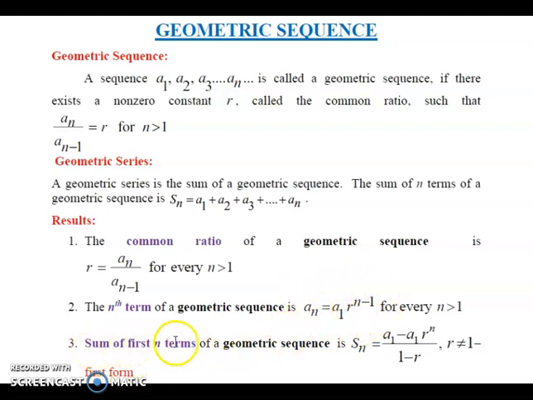The sum of the first n terms of a geometric sequence is Sn is equal to a1 minus a1 r power n divided by 1 minus r, where r is not equal to 1. This is the first form. In this, a1 is the first term of the geometric sequence, r is the common ratio. If we know these two values, we can find the sum of the first n terms of a geometric sequence.